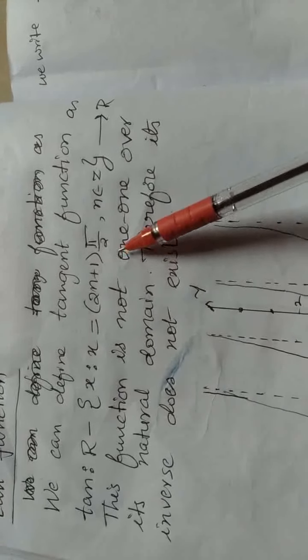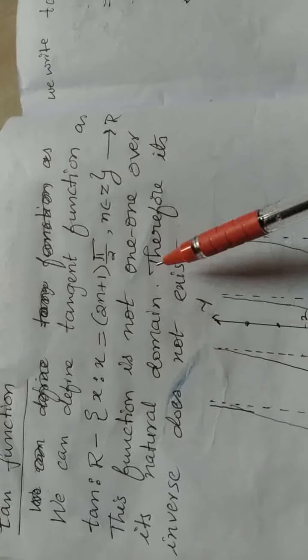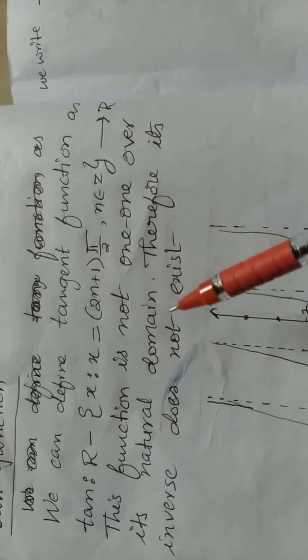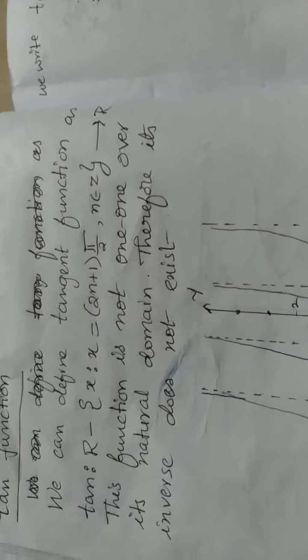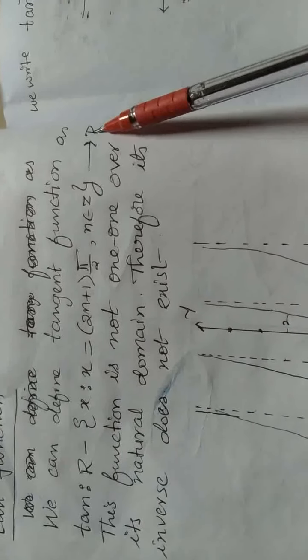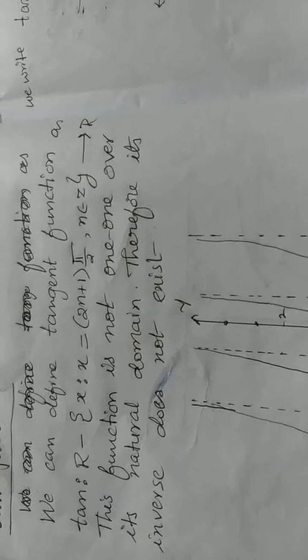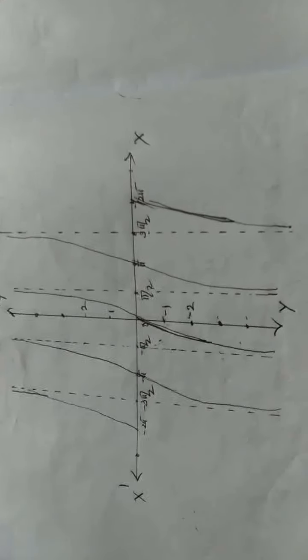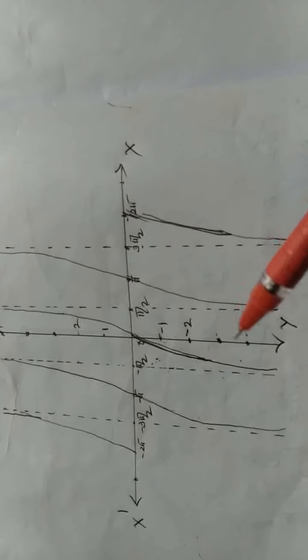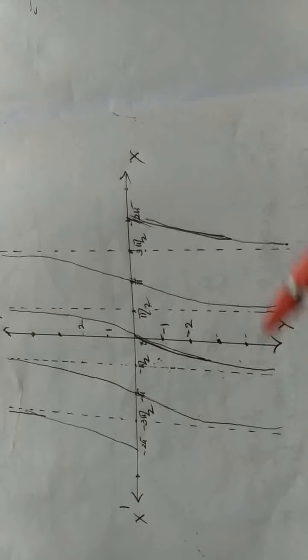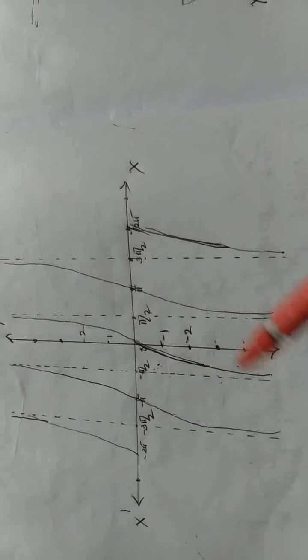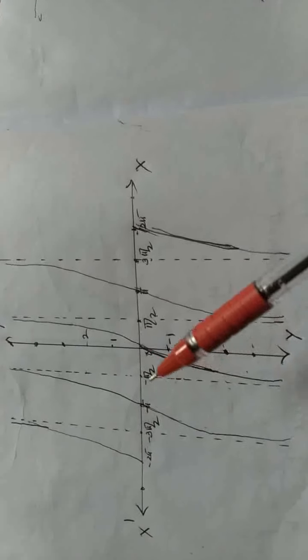Means π/2, 3π/2, 5π/2, −7π/2, like that. Okay. And you know this is the domain and this one is the range. You know the graph of tan function, you studied in first year. Look at the graph and it's clear that this function is not one-one over its natural domain.